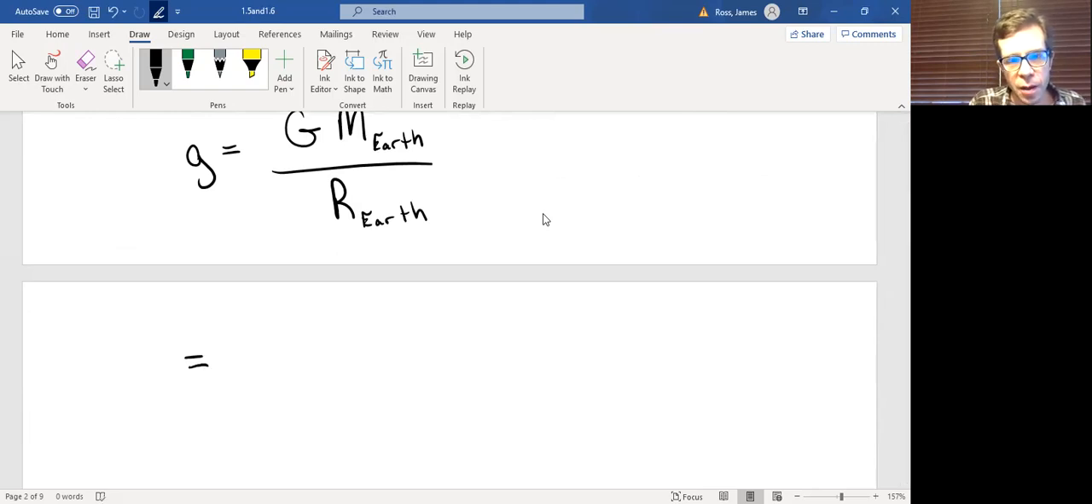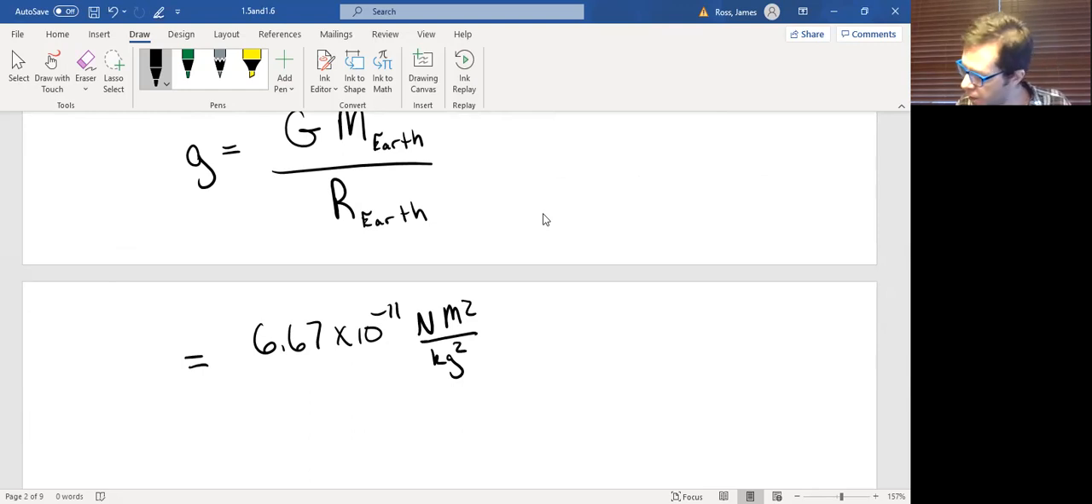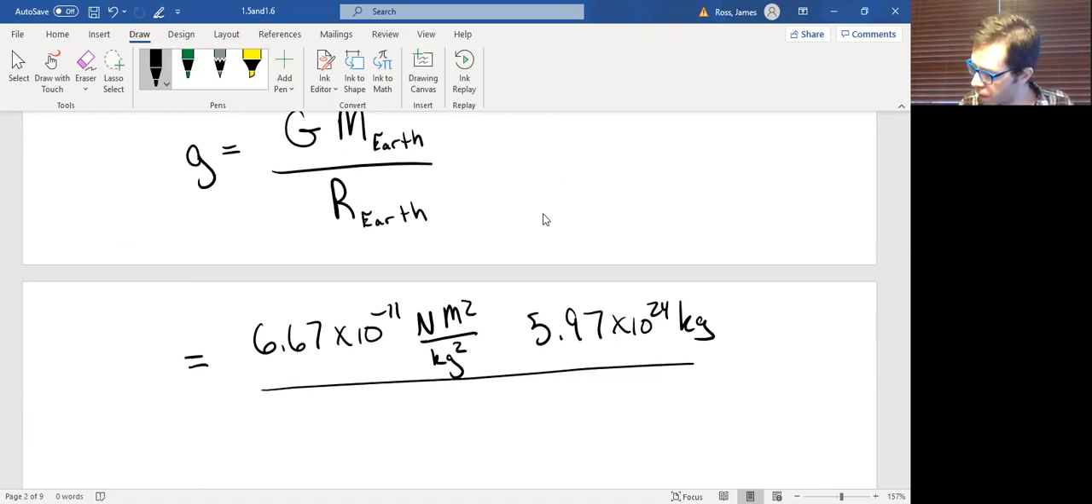So big G is 6.67 times 10 to the minus 11 newtons meters squared per kilogram squared. The mass of the Earth is 5.97 times 10 to the 24th kilograms. And the mean radius of the Earth is, oops, I forgot my square. The mean radius of the Earth is 6.37 times 10 to the 6th meters. And then that's going to be squared.